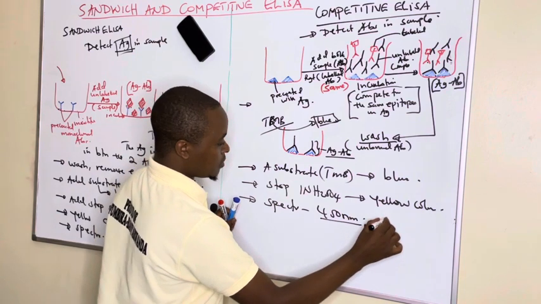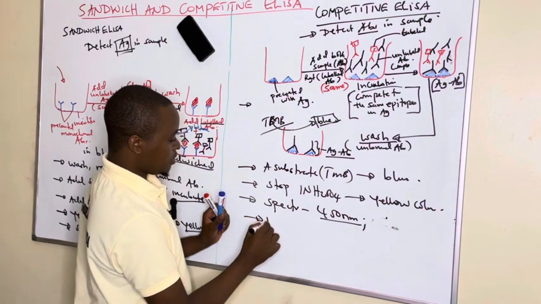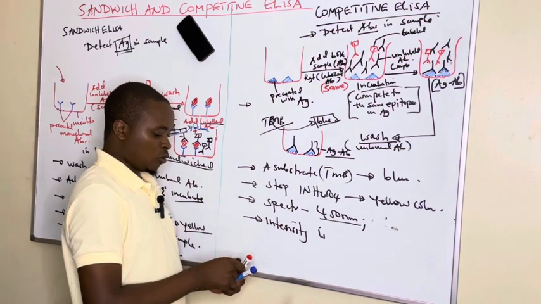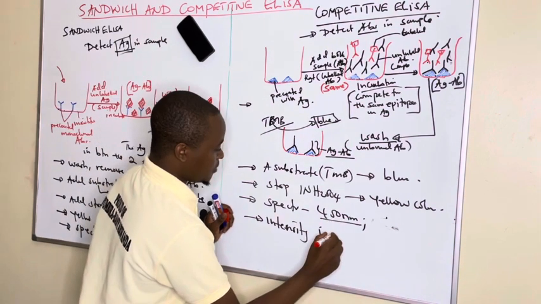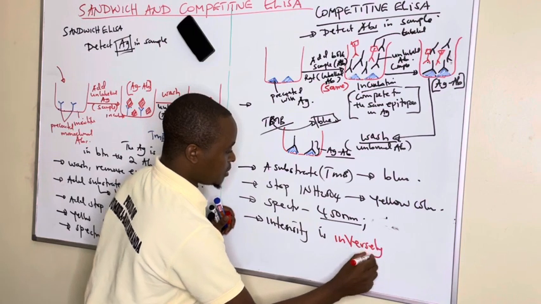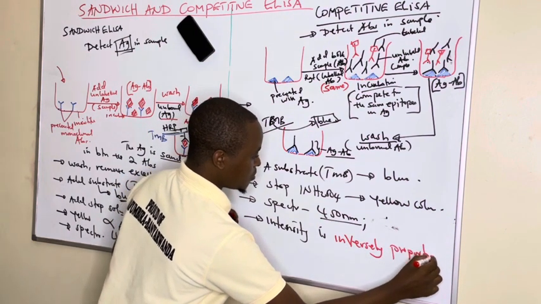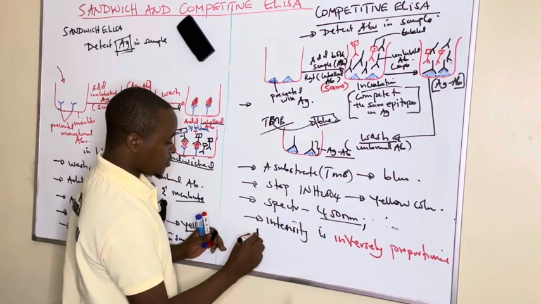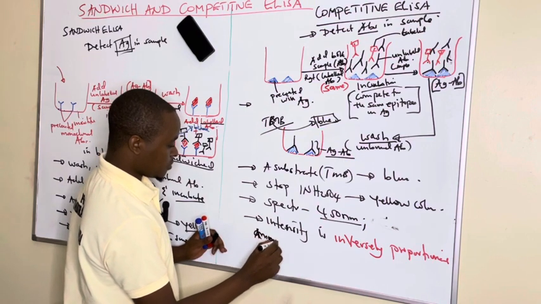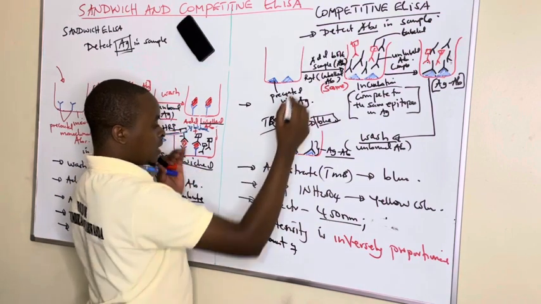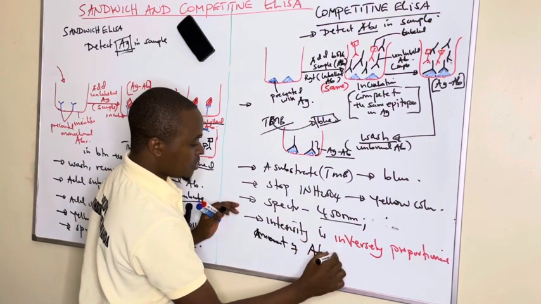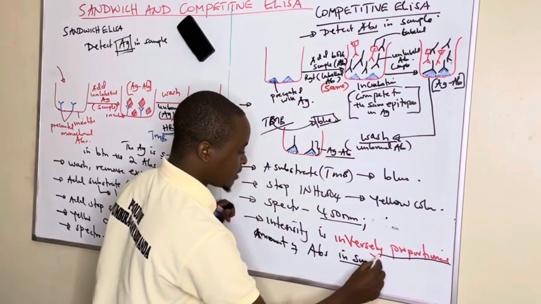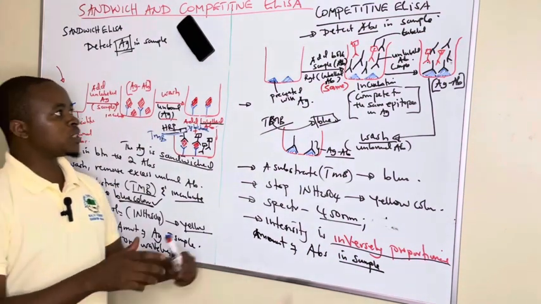And the intensity here is not directly proportional, it is inversely proportional to the amount of antibodies in the sample, remembering that we are detecting antibodies. So the color is inversely, not directly, proportional because we see competition.